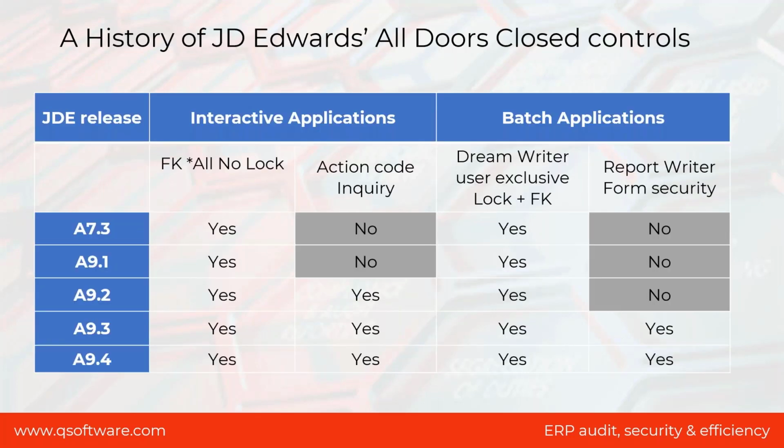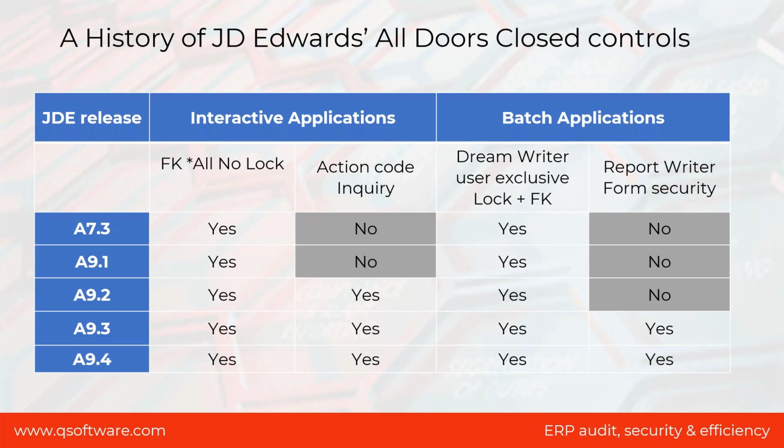Okay, so I'm going to get into kind of the more practical side of it, and I've just created a table here that has on the left-hand side all the different JDE releases from A7.3 up to A9.4, and when certain security controls were brought into those different releases. And we've broken the table up into interactive applications and batch applications. The vast majority of our applications are going to be interactive, but obviously we have to consider batch applications as well. And the different mechanisms that are available, you can see in that table, and we'll work from left to right.